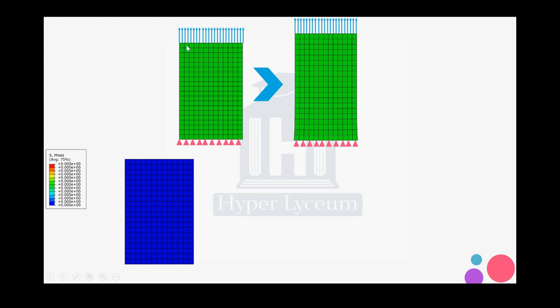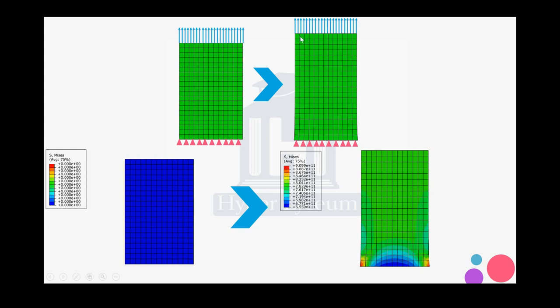So Abaqus sends this information, for example the new location of the nodes, to the UMAT code, and the UMAT code receives it. By having the material properties, it can give the stresses to the part. Then the stresses are transferred back to Abaqus, which receives them and can plot the stress in the model. This isn't my idea for explaining UMAT code, but I like this explanation, so I wanted to share it with you.